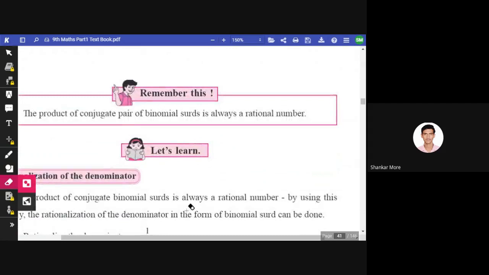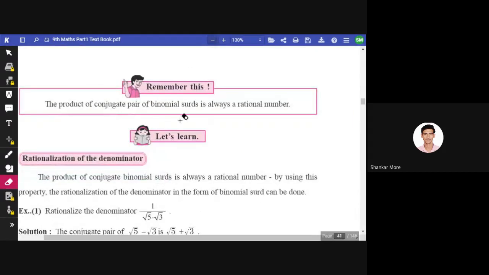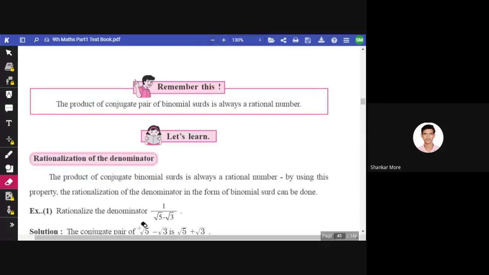Now, the product of conjugate pair of binomial surds is always a rational number, that we have already seen from some of the examples. Now, the next thing we are going to learn is rationalizing the denominator, which we have already learned. But in those cases, the denominator was a single term.